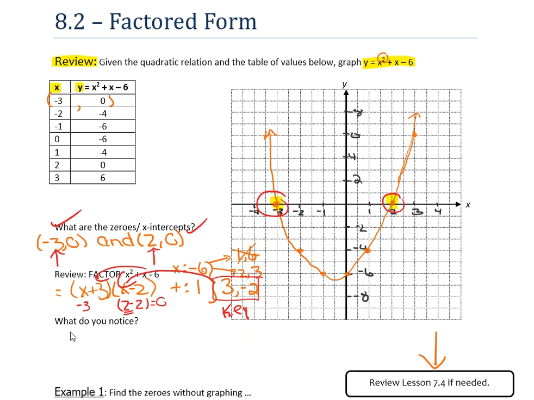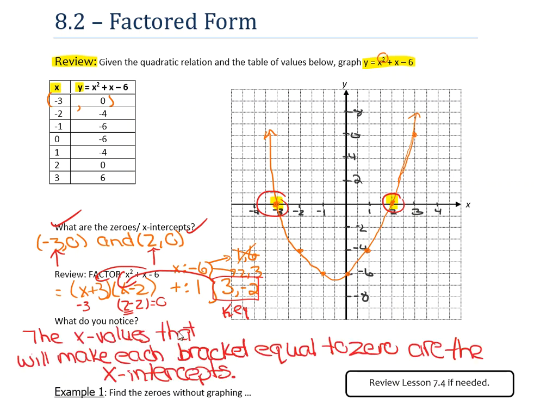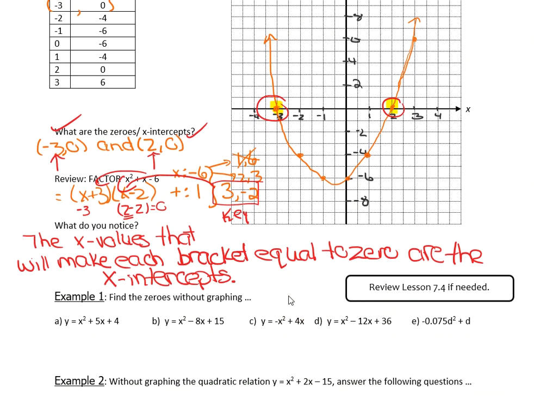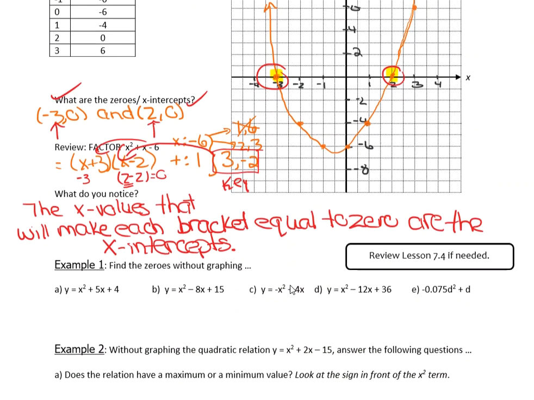So what do you notice? Maybe you didn't notice it, but the X values that will make each bracket equal to 0 are the X-intercepts. What am I talking about? That's something kind of new. Let's expand on that a bit down here with example 1.